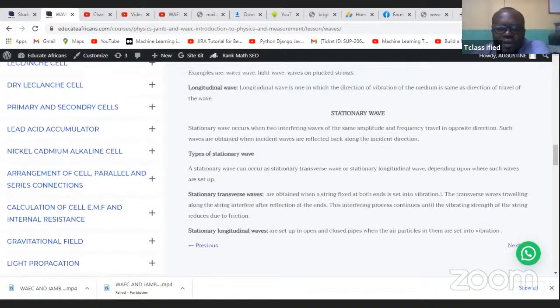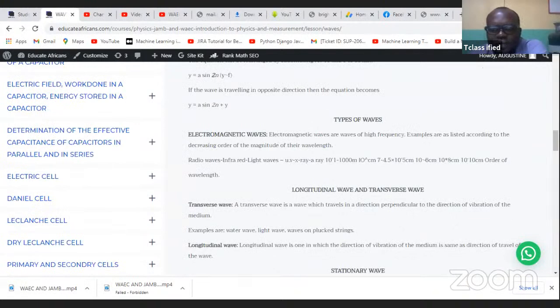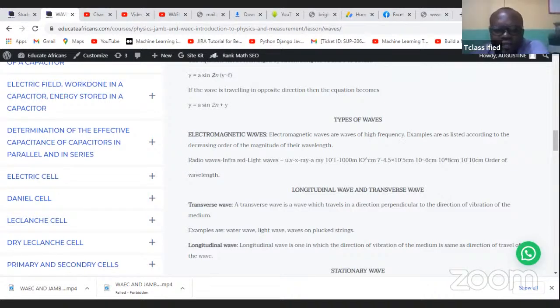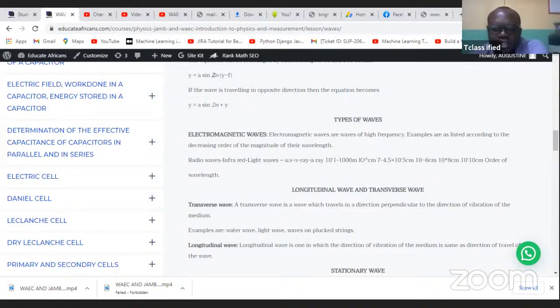So we have what we call electromagnetic waves, and they are waves of high frequency. Examples are the radio waves, the infrared, the light waves, the UV waves, the X-ray, and other ones. Then you also have classification into longitudinal and transverse waves.